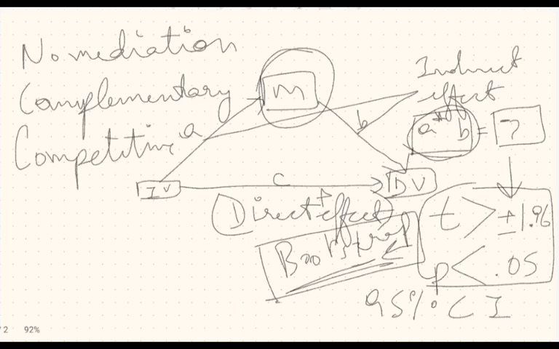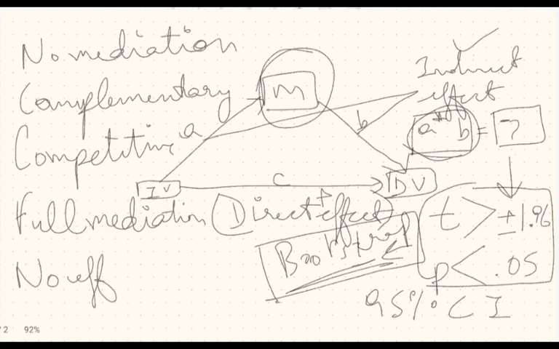If direct effect is insignificant and indirect effect is significant, we call it full mediation, right? We call it full mediation. And in case both of them, the indirect and the direct effect, come out to be insignificant, we say there's no effect. This conceptualized model has no effect. It means there's no effect of the independent variable on the DV.